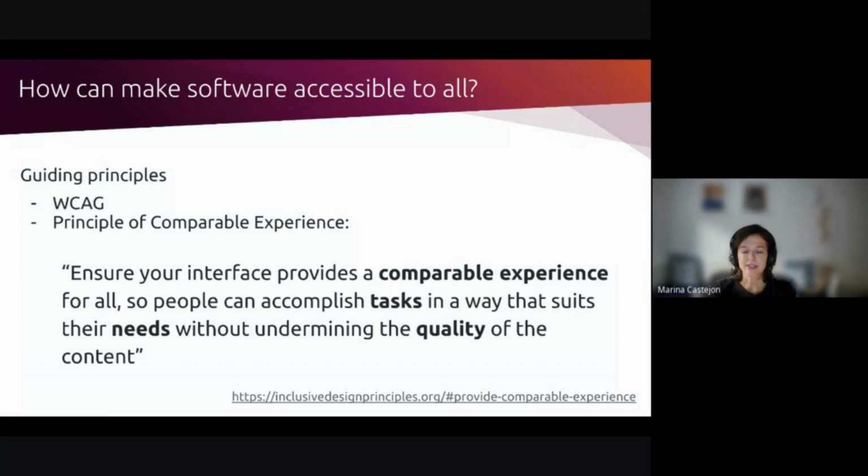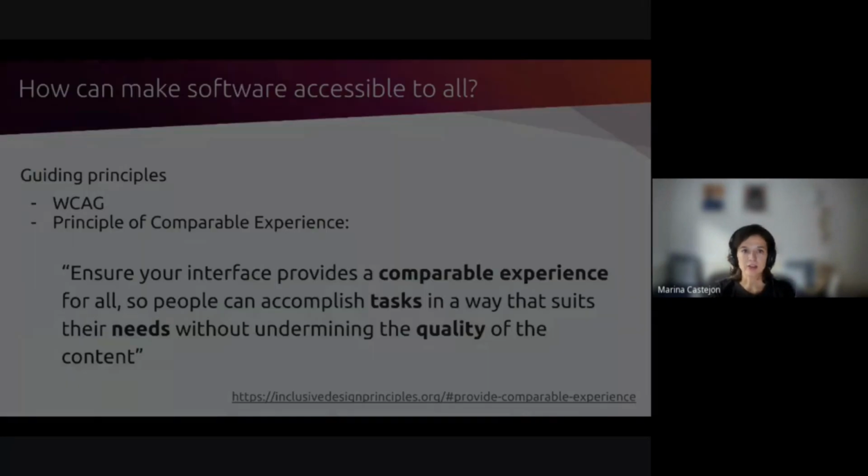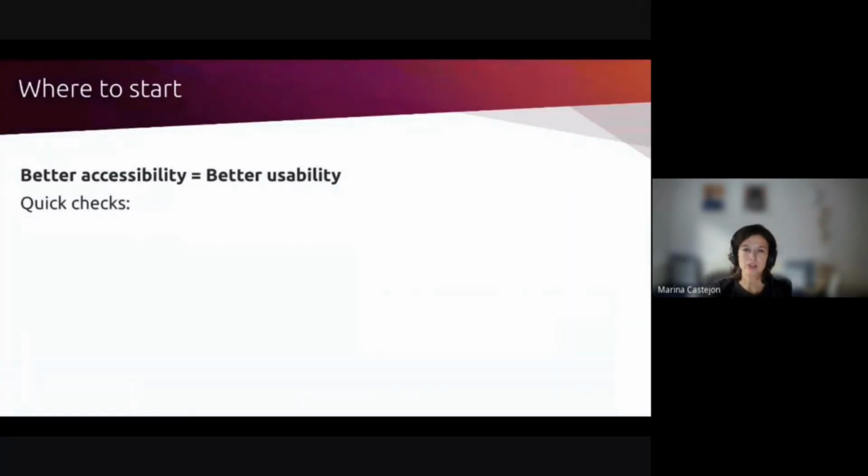So accessibility can be complex and daunting, but you may start with one general rule of thumb if you want to improve the accessibility of your products and services, and that is that usability and accessibility go in the same direction. What improves usability improves accessibility and vice versa. And at the end of the day, accessibility just means better usability for everyone. So here are some quick checks that you can ask yourself about the software you are building right now.